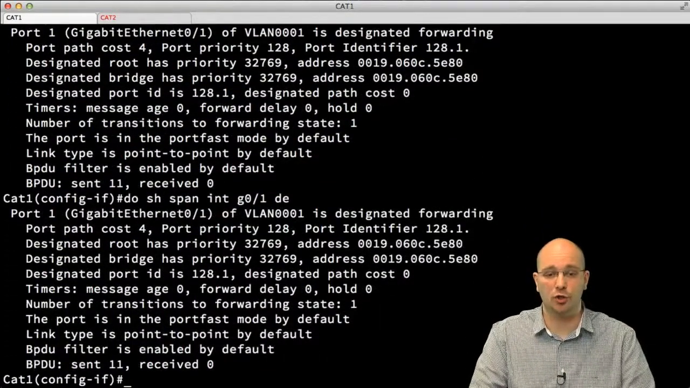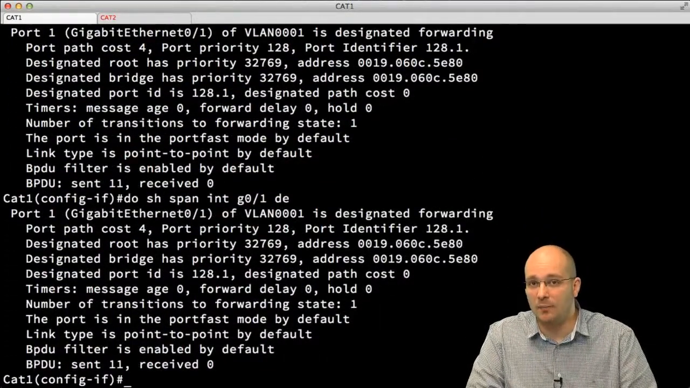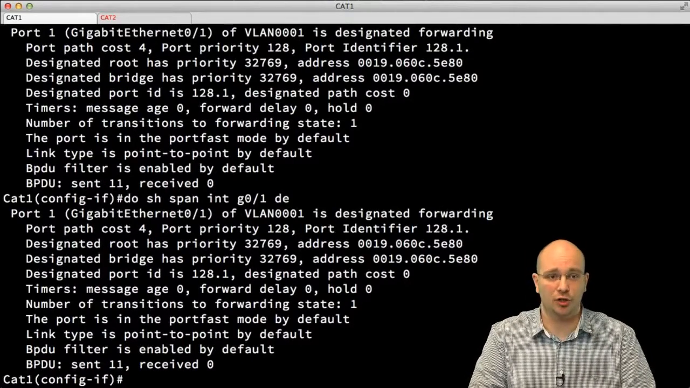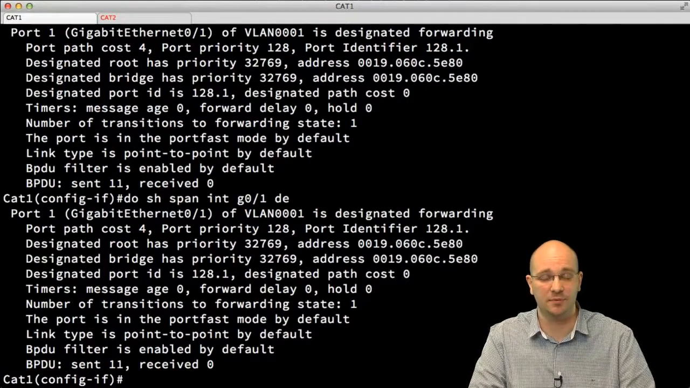When configured globally, the BPDUFilter does not filter any incoming BPDUs, as we have seen, and it will filter most of the outgoing BPDUs. In other words, all the outgoing BPDUs except the first 10 or 11. It's actually 10 plus 1.